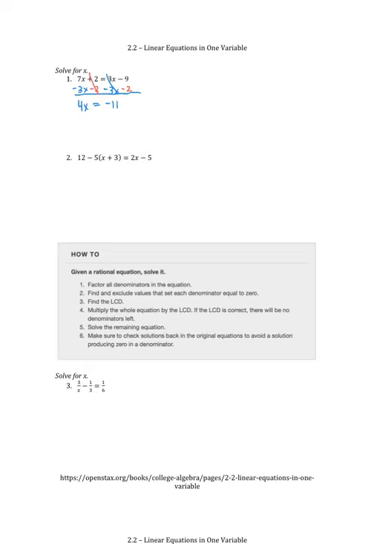Now I have x's on the left, constants on the right, so I'm going to continue to solve. To get the x by itself, I need to get rid of the 4. Since it's multiplication, I undo that by dividing, so I'm going to divide both sides by 4. When I do that, the 4's divide out to 1, so I get x equals negative 11 over 4. That fraction will not reduce, so that's in lowest terms. That is my solution.